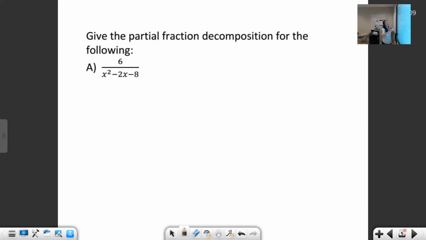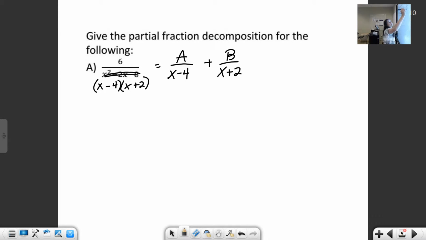So you start with 6 over x squared minus 2x minus 8. Now, there's no integral. We're not doing anything, we're just undoing the fractions. We ask, what must have added together to get that? So you factor. I can factor it to x minus 4 and x plus 2. Then look at what you've got. These are both linear factors, x is to the first power, and they're different. So I'm going to set it up as A over one of them and B over the other.